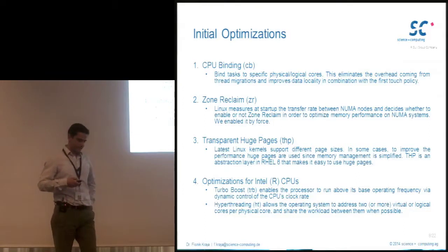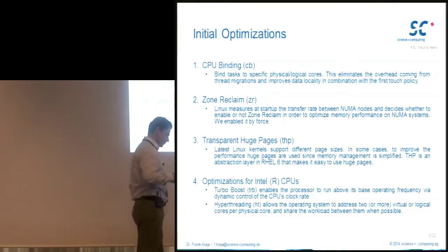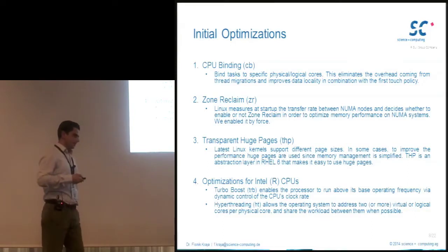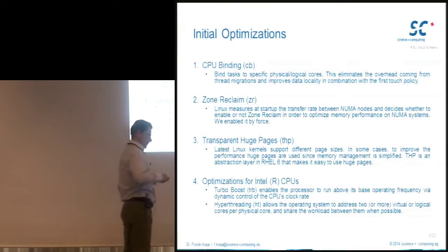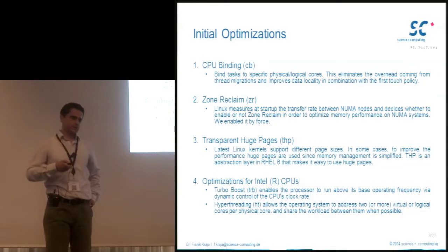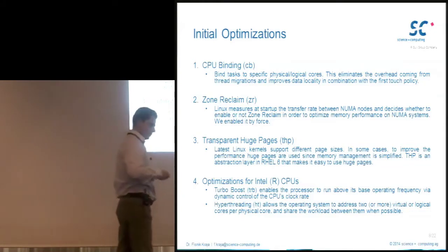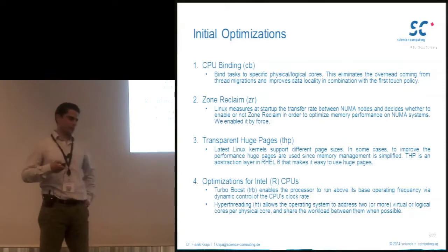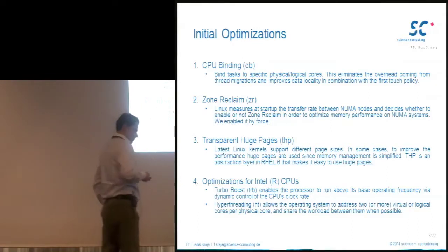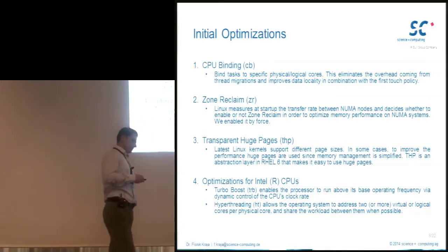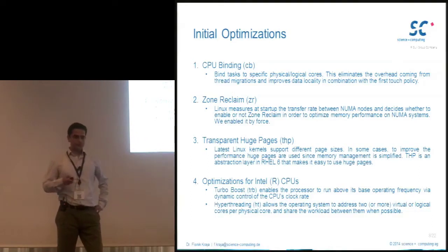So zone reclaim is a technique in Linux. I guess all Red Hat distributions have included it now. When Linux starts, it makes an analysis of the transfer rate between the NUMA nodes. A NUMA node is just a bunch of cores that have the same distance to the memory, which means that in a dual-socket machine you have two NUMA nodes, and with respect to this analysis that Linux makes, it decides whether or not to enable zone reclaim.